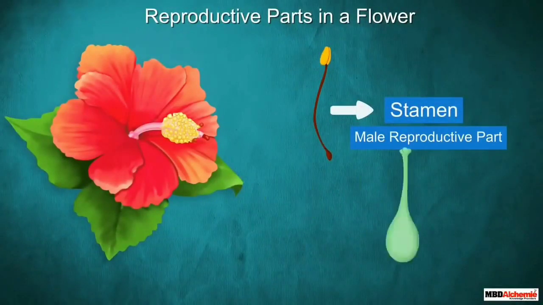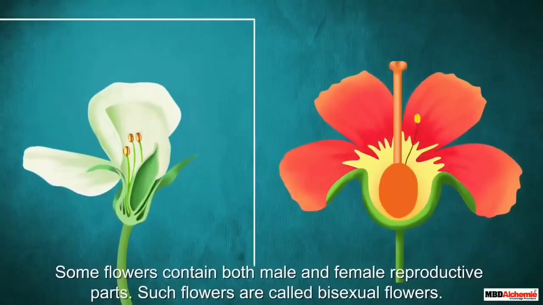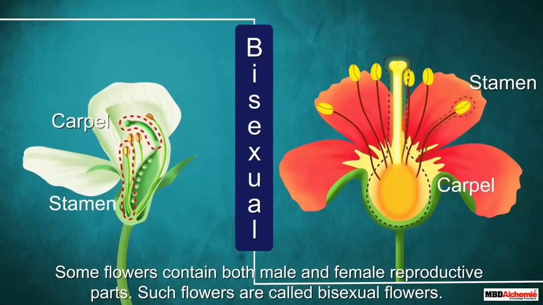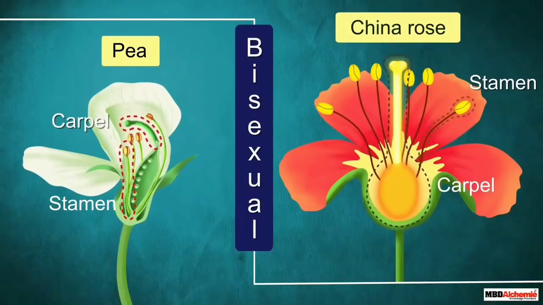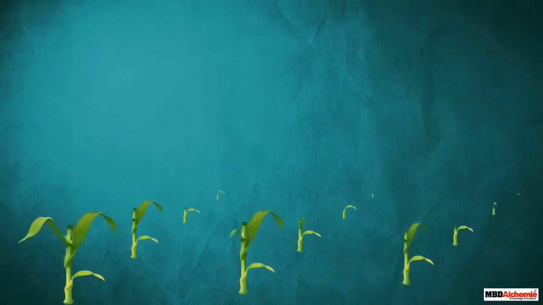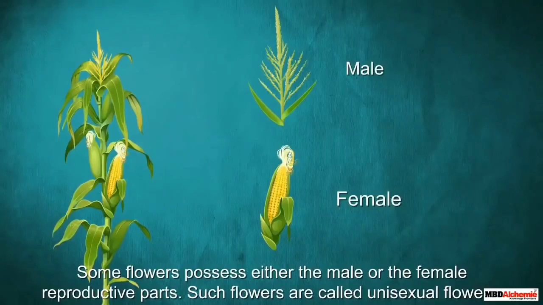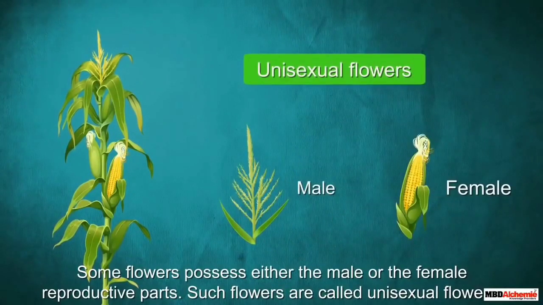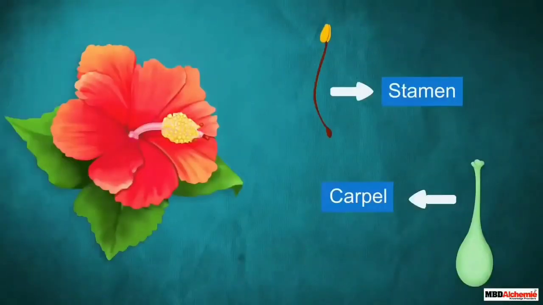Reproductive parts in a flower. As you have studied, male reproductive part stamen and female reproductive part carpel. Some flowers contain both male and female reproductive parts. Such flowers are called bisexual flowers. Pea and China rose are examples of these. And some flowers possess either the male or the female reproductive parts. Such flowers are called unisexual flowers or monosexual flowers. Corn and cucumber are examples of these.